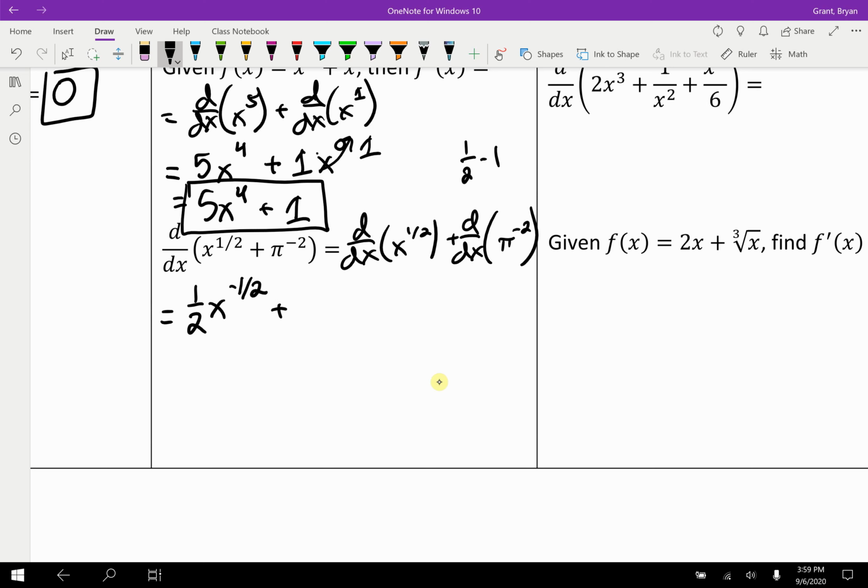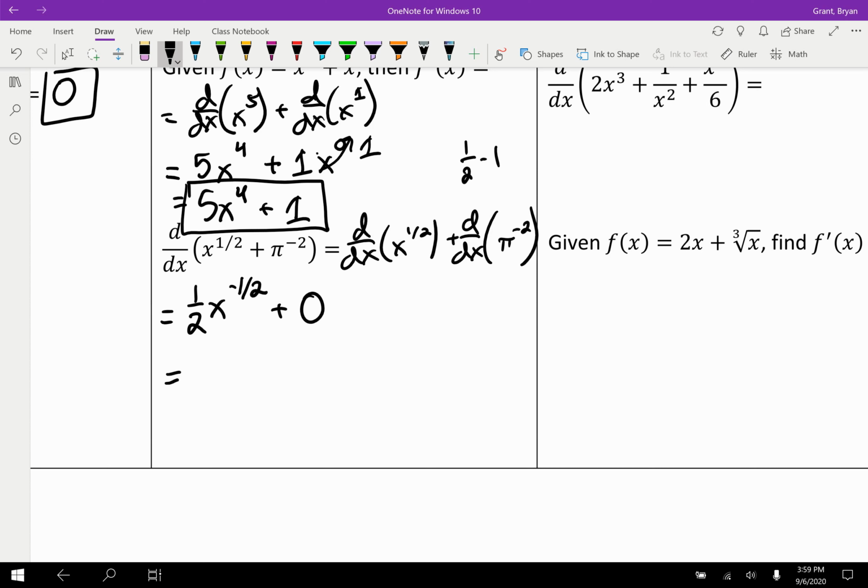Well, would that mean we do negative 2 pi to the negative 2 minus 1, negative 3? No, I don't think so. I think pi is also a constant, right? This is 3.14 to a power. That is all a constant, and the derivative of a constant is 0.